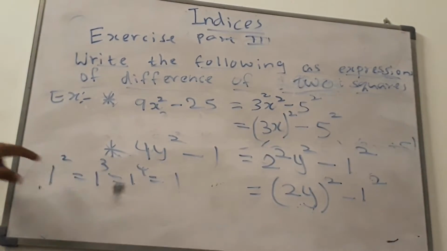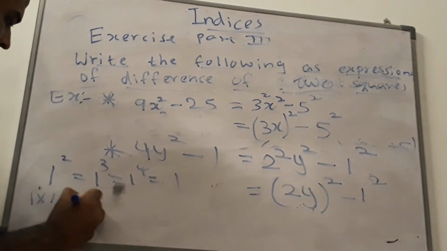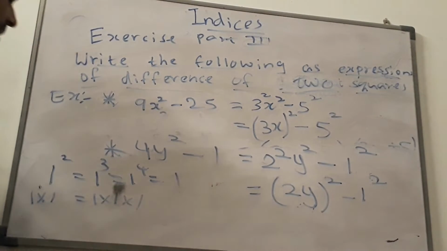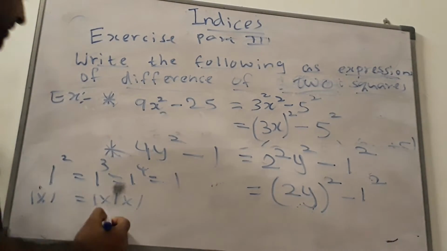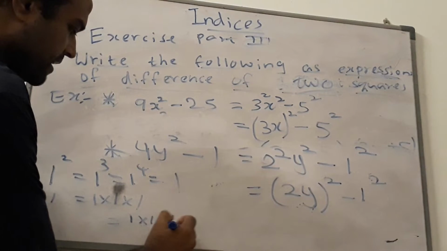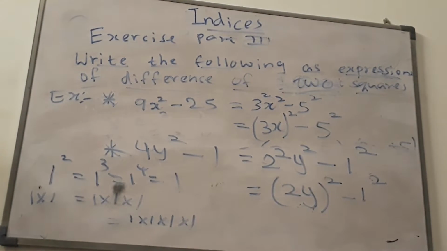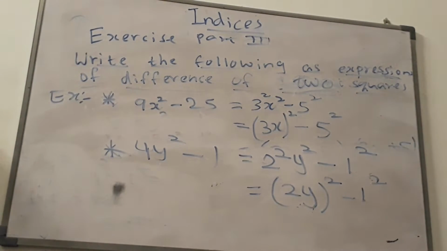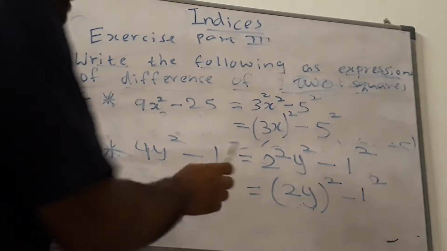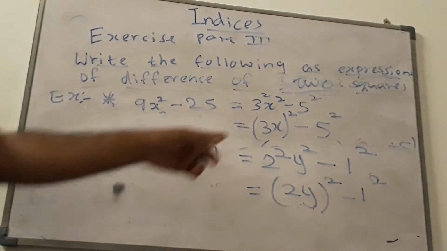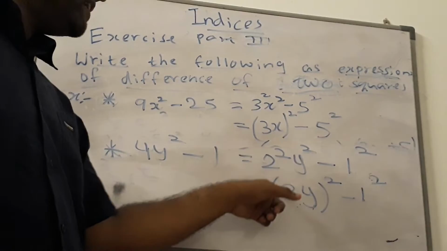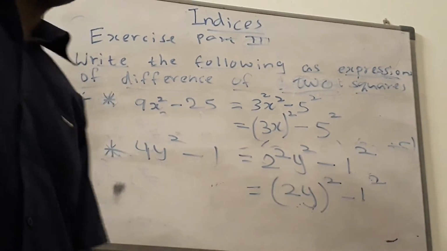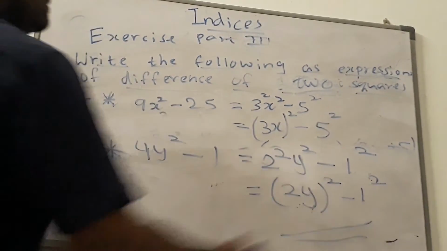1 to the power 2 means 1 times 1, that is also 1. 1 to the power 3 means if you multiply 1 by itself 3 times, that is also 1. Same as 1 to the power 4, if you multiply 1 by itself 4 times, there also we get the same value. So we can write 1 as 1 squared as well. Now the square term is common to both 2 and y, so 2y altogether squared minus 1 squared. This is the answer here.